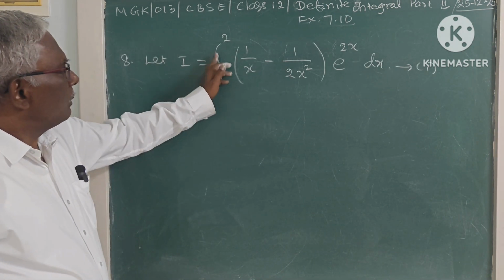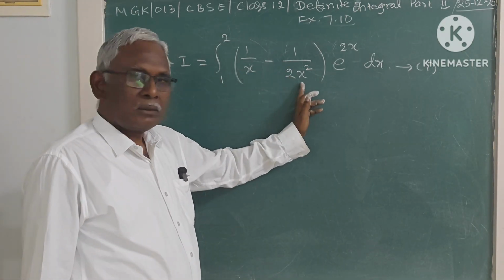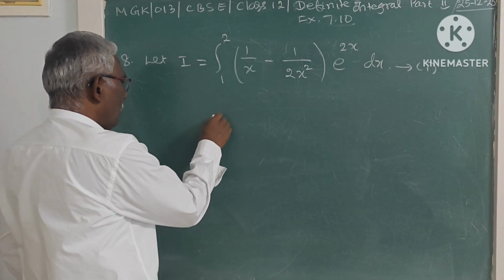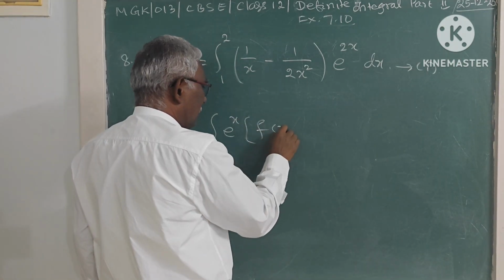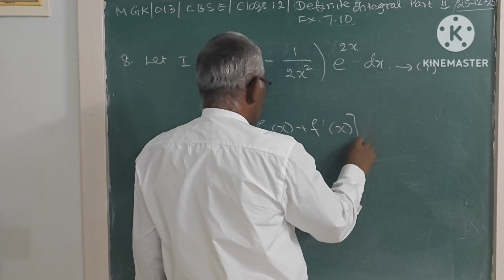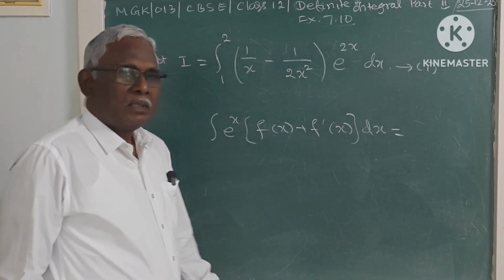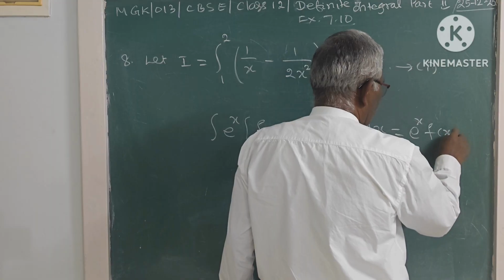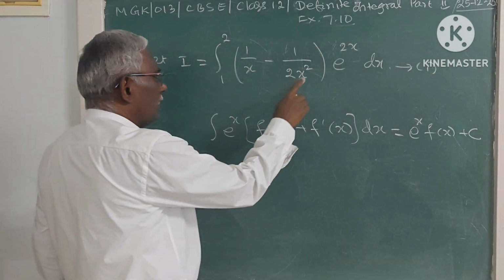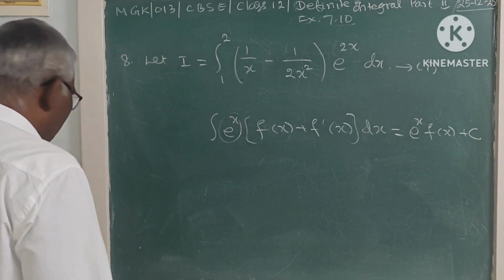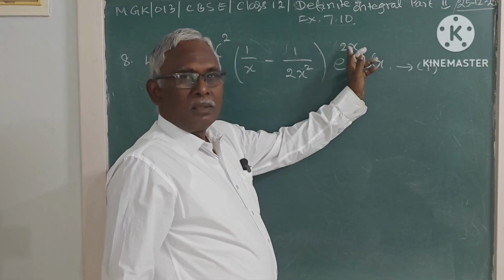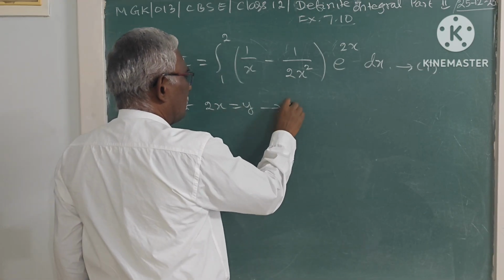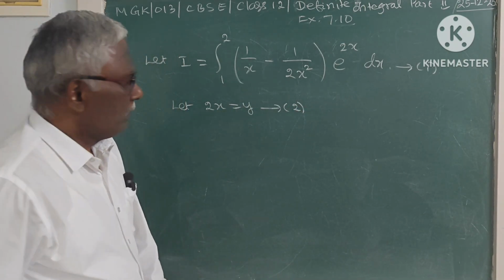See this integral 1 to 2 of 1 by x minus 1 by 2x square into e power 2x dx is there. But we know the formula, integral e power x into f of x plus f dash x dx is equal to e power x into f of x plus constant. We can apply this formula only if e power x is there, otherwise it is not possible. We have to write this in e power y form, so let 2x is equal to y. Then 2 dx is equal to dy.